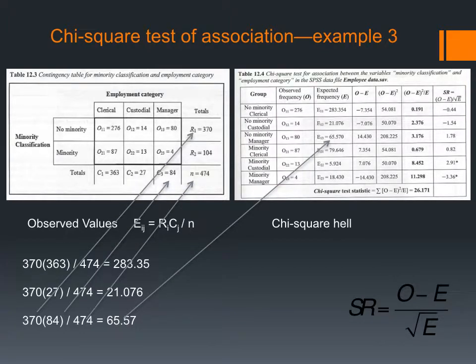Now you see the third corresponding value. The observed value is 80. All right, and the row again is 370, but the column now is 84. So 370 times 84 divided by the total sample size of 474 is 65.57. And once again, you can subtract that value from the observed value of 80 and you get 14.43. Square it and divide it by the expected value again. And you get your value that will be summed to get your chi-square.